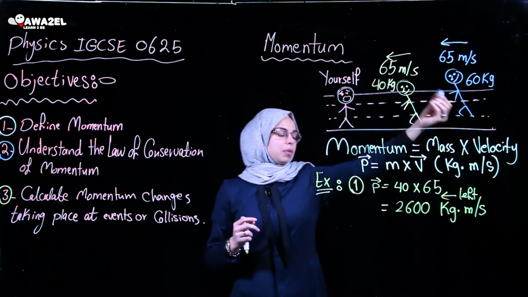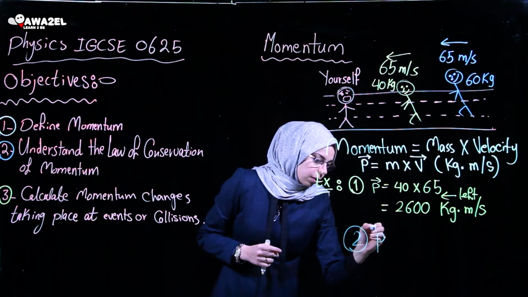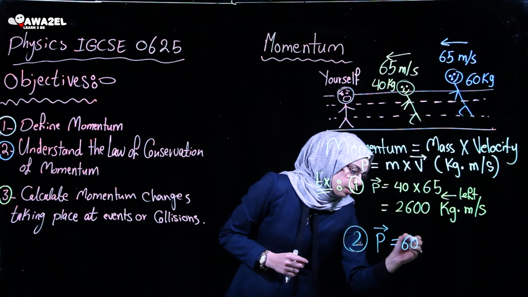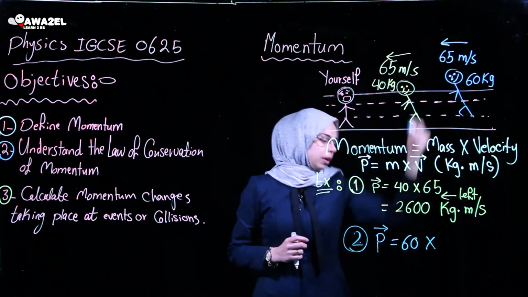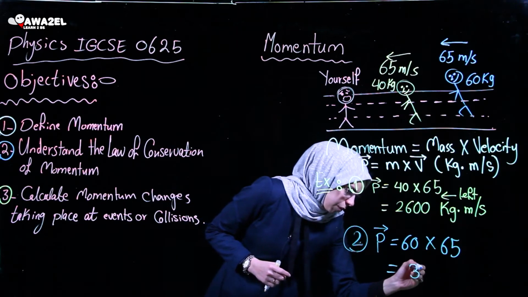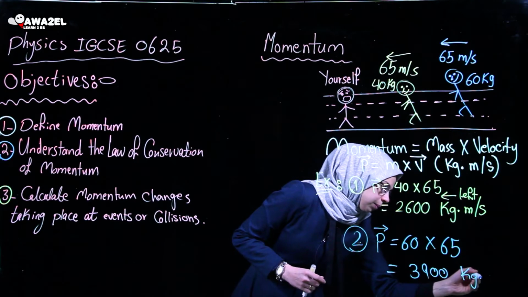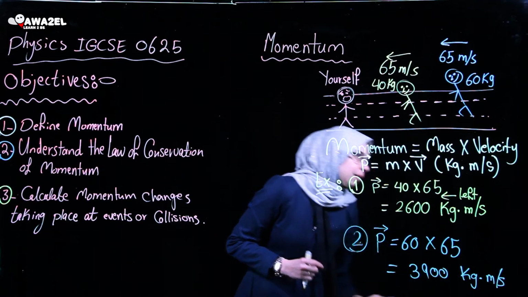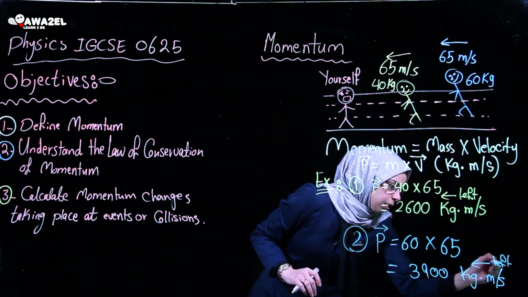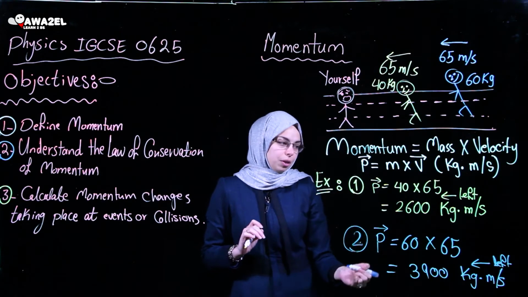To calculate the momentum of the second racer, momentum P is the mass of the second racer, 60, times his velocity, which is also 65. The value would be 3,900 kilogram dot meters per second, also toward my left hand, so to the left. And here's the thing, 2 notes. I have to mention the direction because momentum is a vector value.